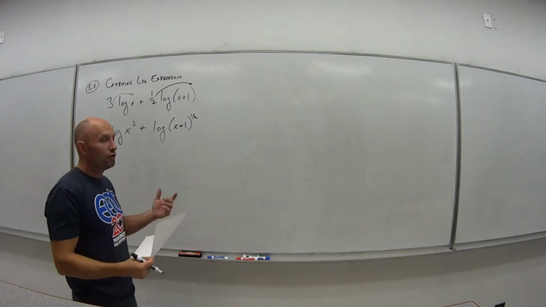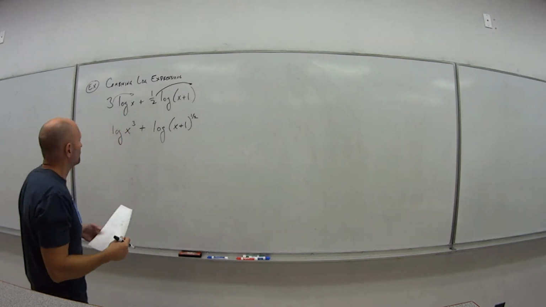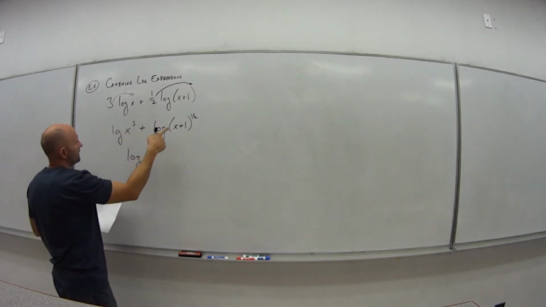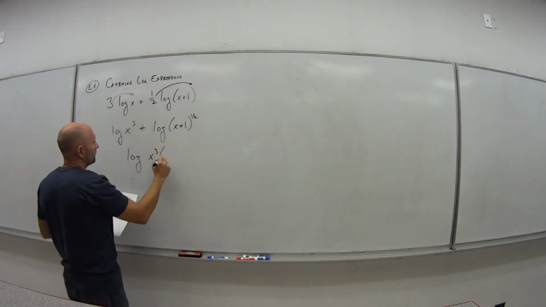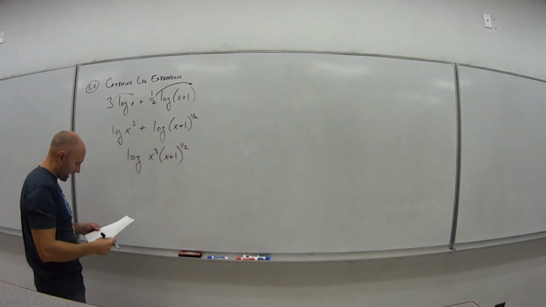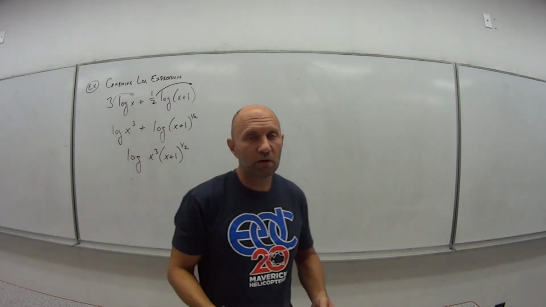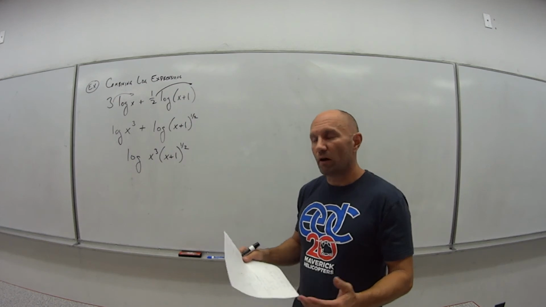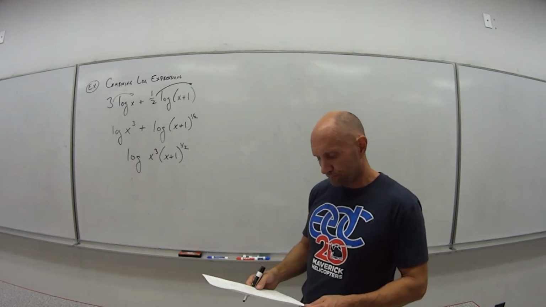Now, because it's two pieces being added together, that's our first law, which is the product. So this just combines into log of this piece times that one. So it's x to the 3rd times x plus 1 all to the 1/2 power. And that's it. 2 steps. Use our exponent law, use our product law to combine the original into this one piece here.